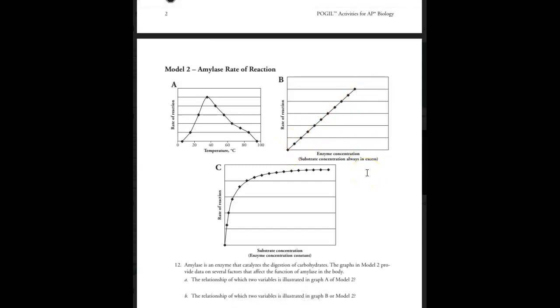Fantastic. And that would be our reasoning: there's more enzymes available to make reactions happen. So our number of reactions are constantly increasing. Notice here it says substrate concentration is always in excess, which means it's never going to run out of things to break down. So the more you add, the faster it's going to get.